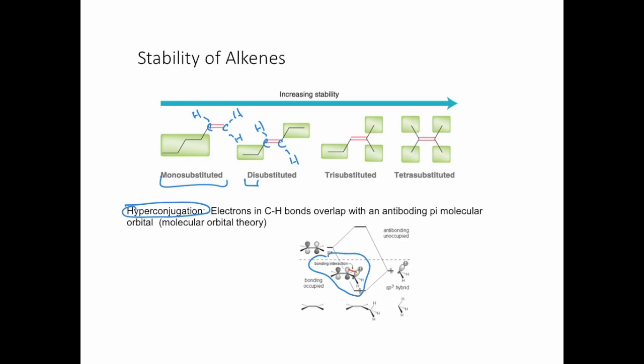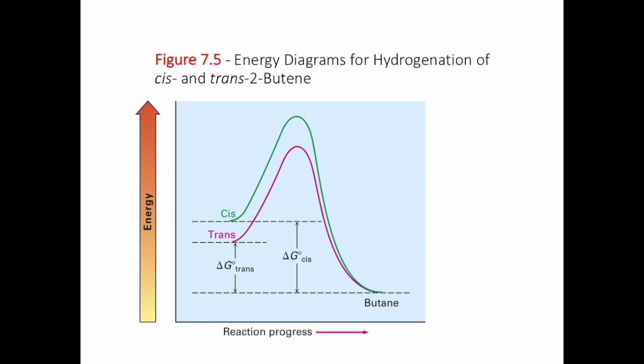But essentially, when you have alkyl groups on your double bond, it allows for this hyperconjugation, which stabilizes the molecule. This is an energy diagram for the hydrogenation of cis and trans 2-butene. Hydrogenation just refers to taking the double bond to the alkane. So if you had trans 2-butene, you add hydrogen and some catalyst like palladium, and then you get the saturated alkane. Same thing with cis 2-butene.